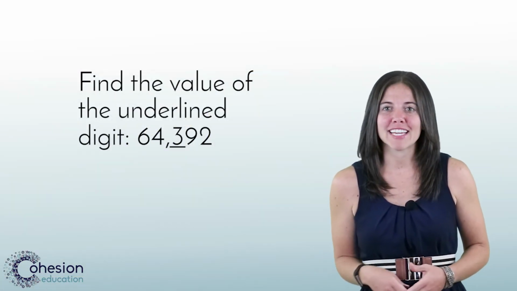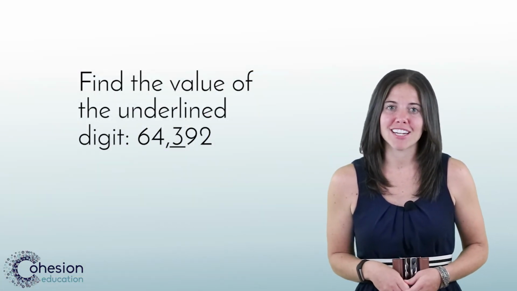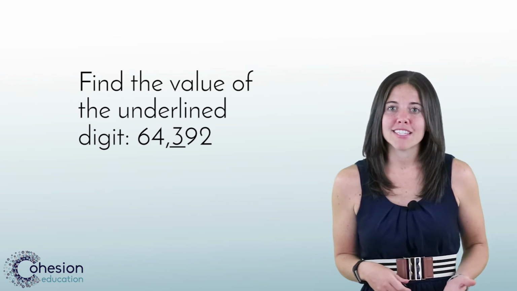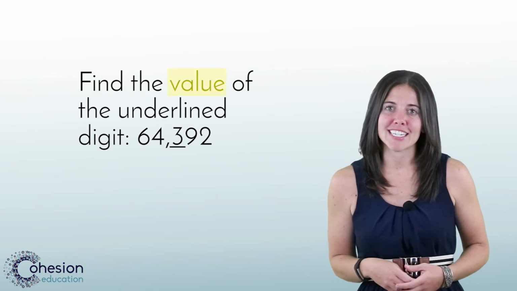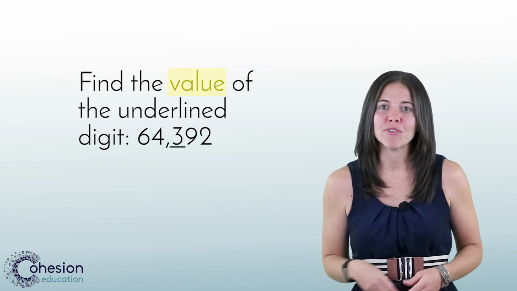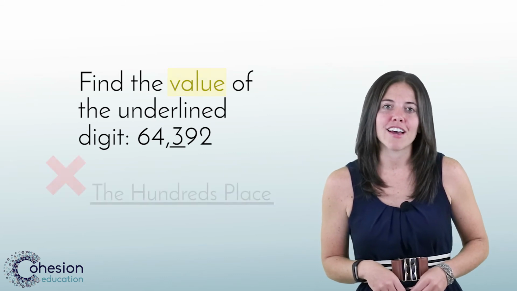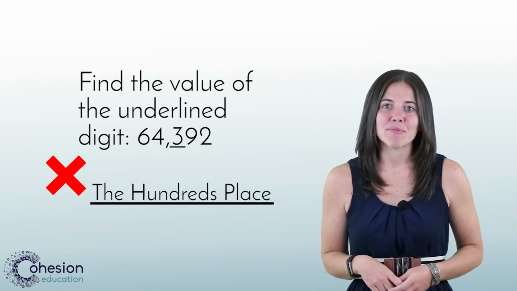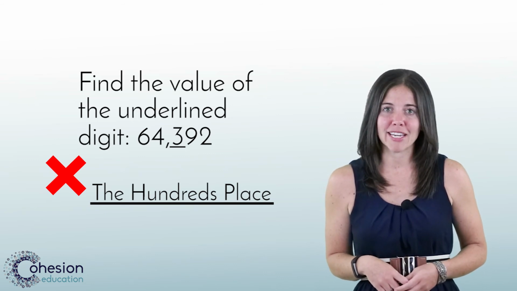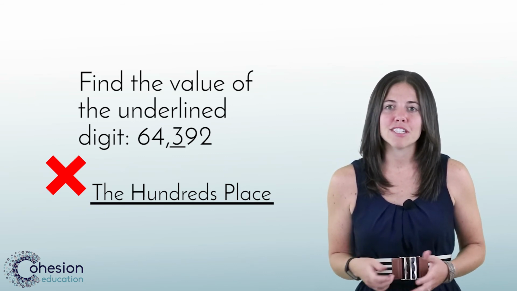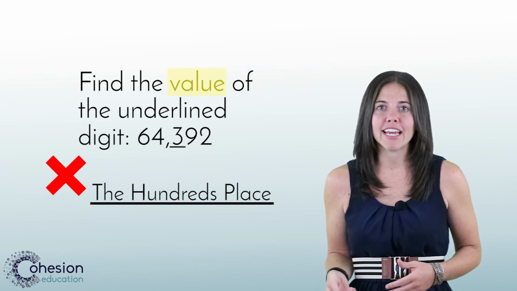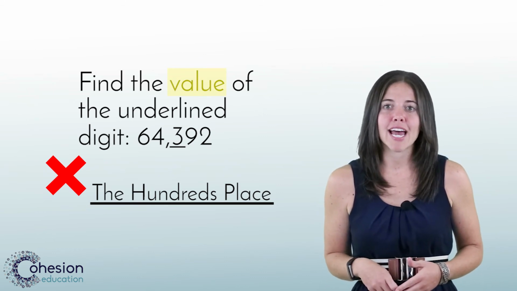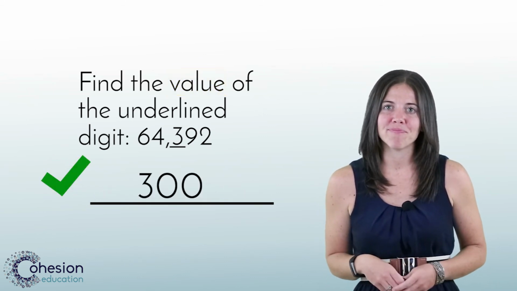Students may identify the place when asked to find the value of a digit. For example, when asked to find the value of the underlined digit in 64,392, a student might answer the hundreds place, because that's the place the 3 is located. Remind students to read questions carefully. In this case, students must express the value of a 3 in the hundreds place. 3 times 100 is 300.